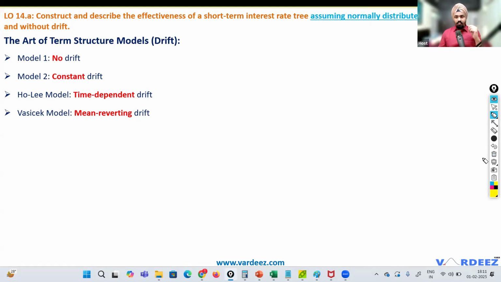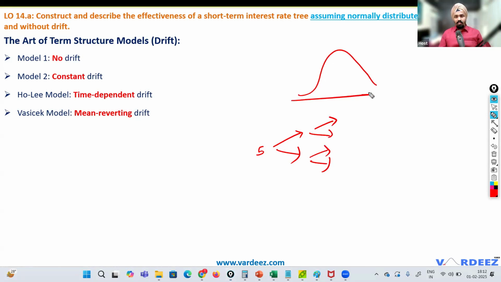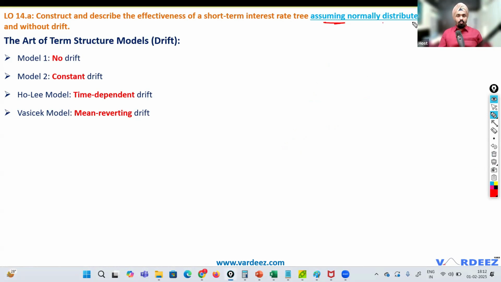Essentially we are trying to find the interest rates for the very short term. So if this is the interest rate, let's say 5%, what is it going to be for the next, let's say, 1 month? Will it be 5.1 or will it go down? That is exactly what we are doing within this entire chapter. And we are assuming that the interest rate outcomes, over a period of time, are going to have a normal distribution. That is one assumption that we are making here.